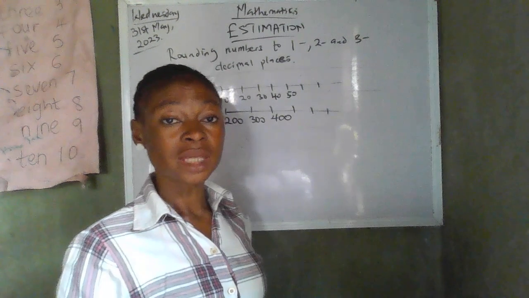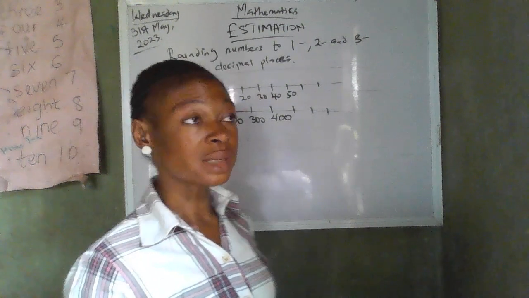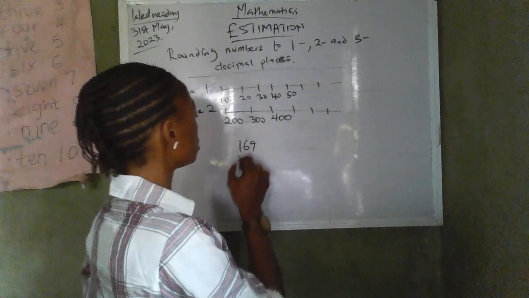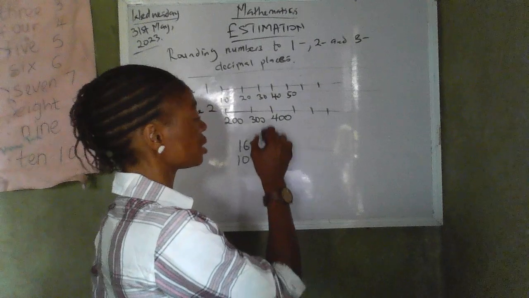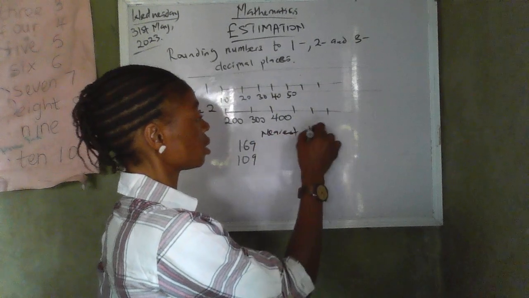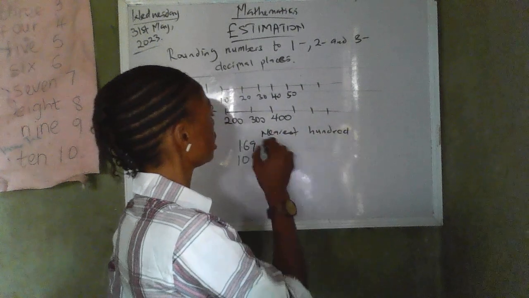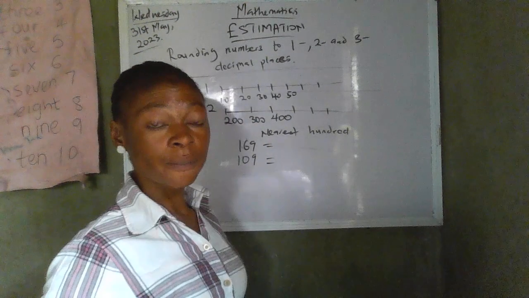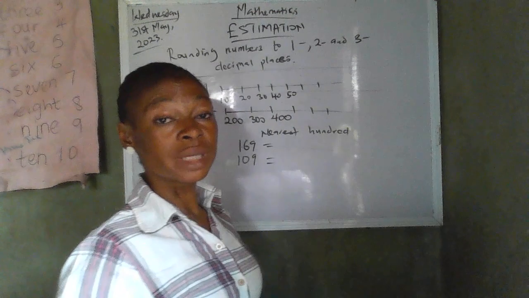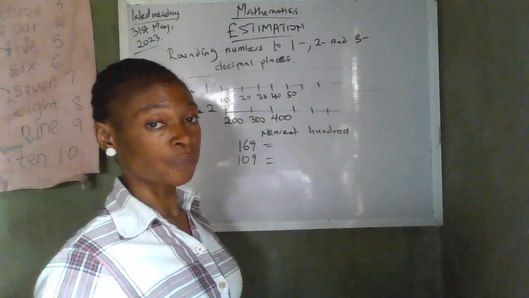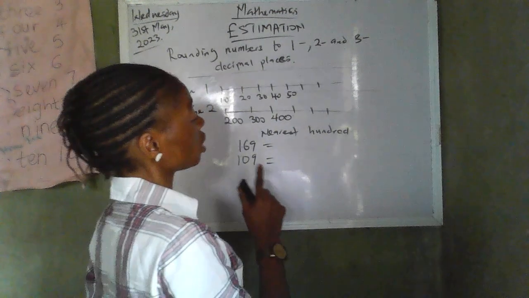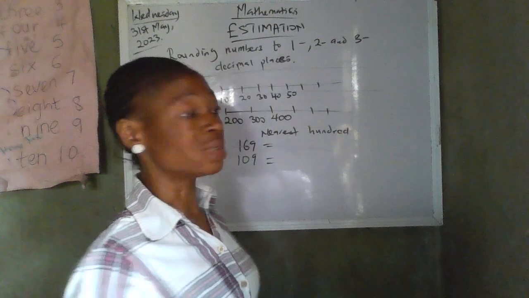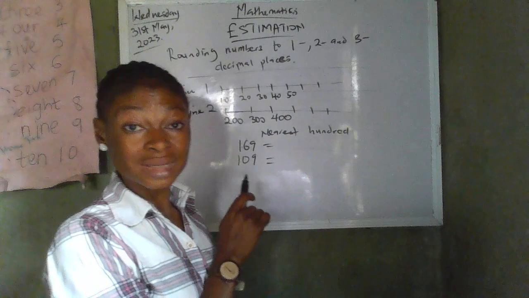The third task was to write numbers 169 and 109 to the nearest 100. Now, I told you the digit preceding the value for which you are estimating is the decider. So in this case, since you are estimating to the nearest 100, the digit which will be the decider will be the digit holding place value for tens.